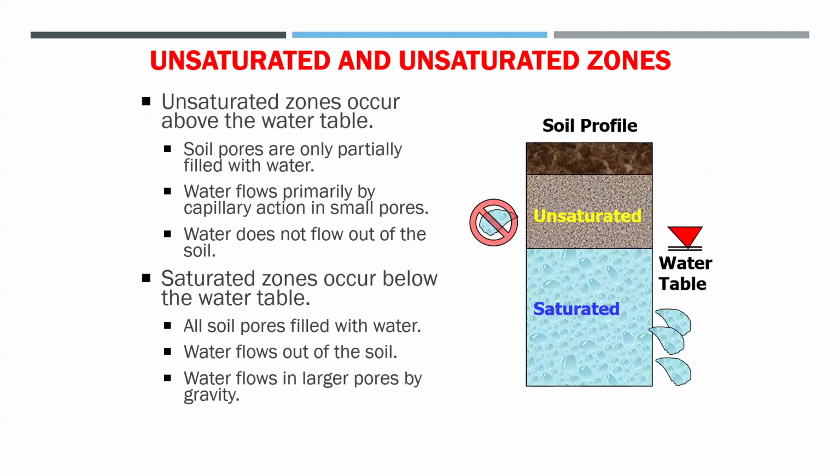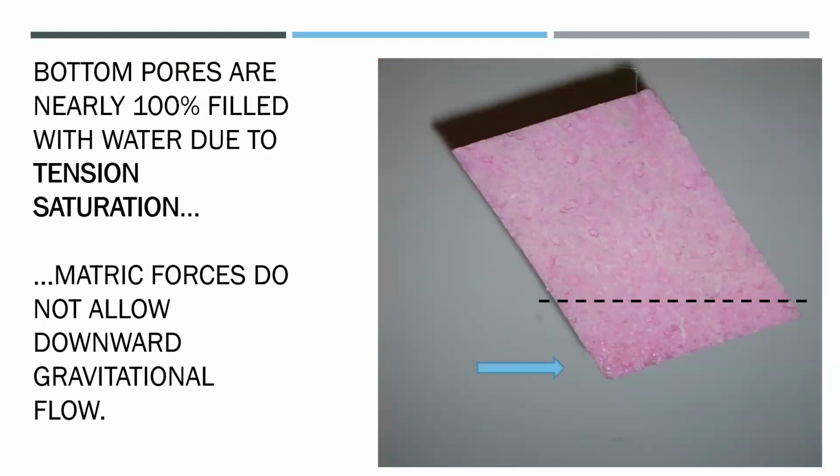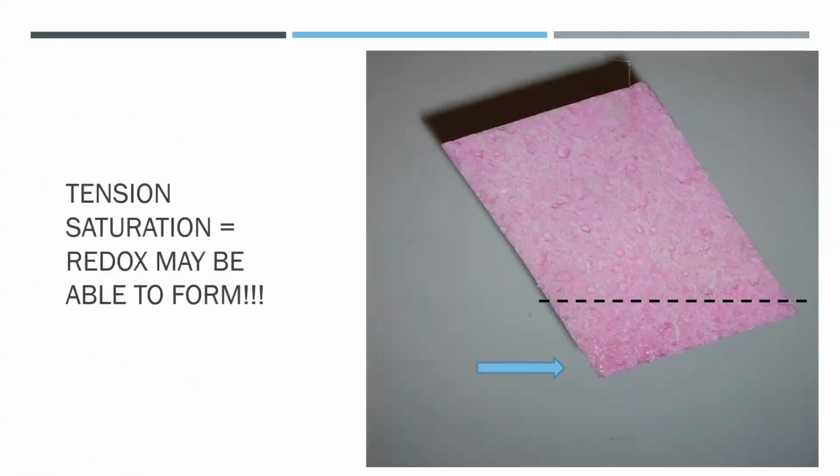So again, unsaturated, saturated zones, we want to make sure we have unsaturated soil. Saturated, even tension saturation can cause us some issues possibly. We don't want saturated. Near saturation isn't great either. But again, matric forces don't allow downward gravitation. You can see it's wet down here, and that's possibly tension saturation. We could have redox.